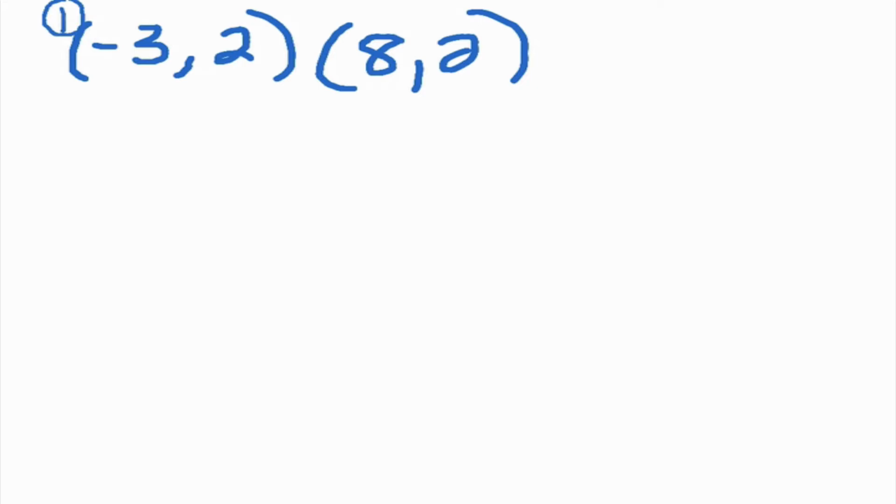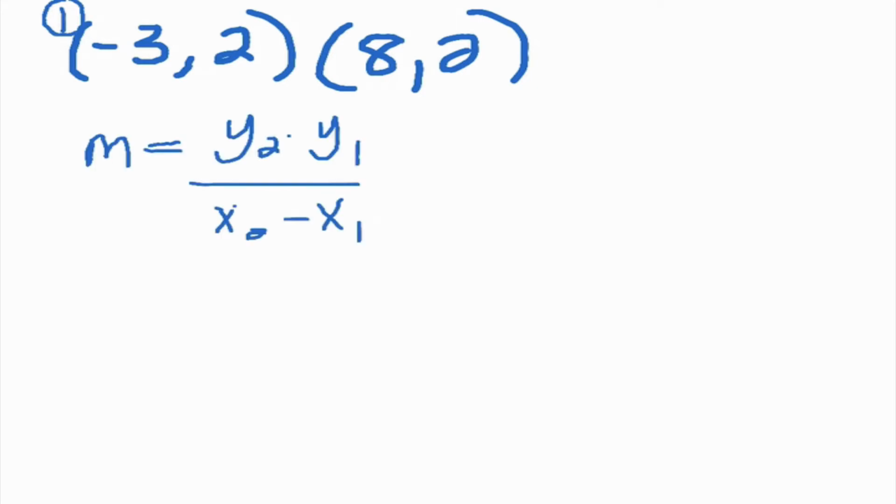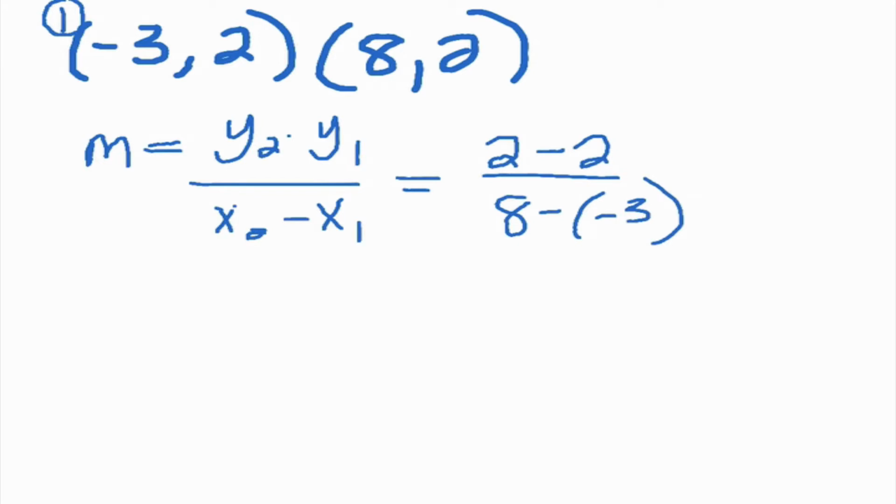So just a reminder, the way that I need to do this, I'm going to be using the formula m equals y2 minus y1 over x2 minus x1. It doesn't matter if I use this as the first ordered pair or this one as the first ordered pair. I just need to be consistent. So I'm going to use this as the first one and this as the second one. So I'm going to go ahead and write 2 minus 2 over 8 minus negative 3. So I get 0 over 11.